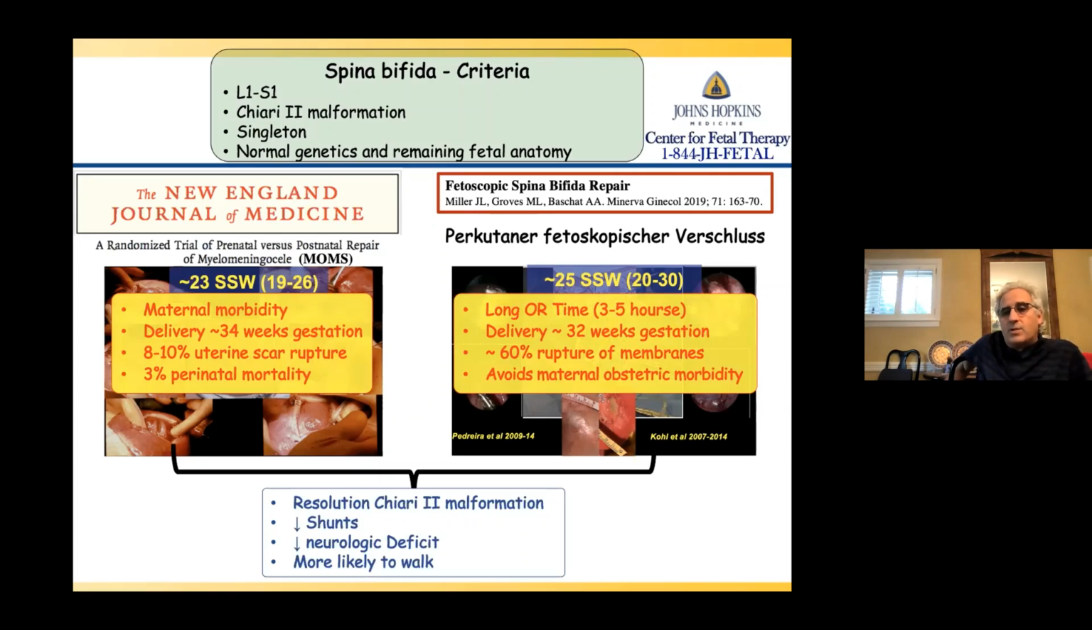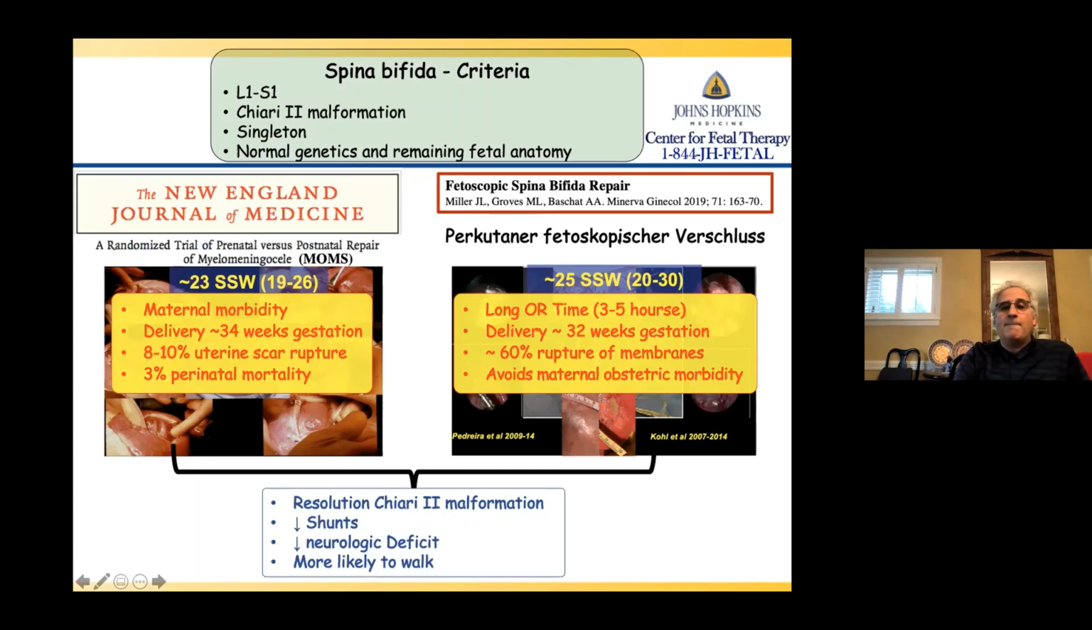So the open surgery has significant maternal risk. Babies are delivered at 34 weeks. There is about an 8 to 10% risk of spontaneous uterine rupture in the same pregnancy or in future pregnancies. And in some of these cases, the baby dies because the cord is trapped in the ruptured uterus. Oh, this is actually German, if nobody noticed. Percutaner fetoskopischer Verschluss. That's funny. It's the same, a percutaneous fetoscopy.